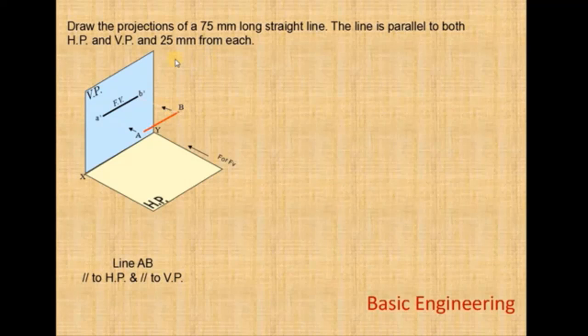Similarly, you have to draw the top view. You have to see the top view from this direction. This is the top view direction, and you get the top view on the horizontal plane like this. The top view is indicated by line AB. This is the top view and this is the front view.